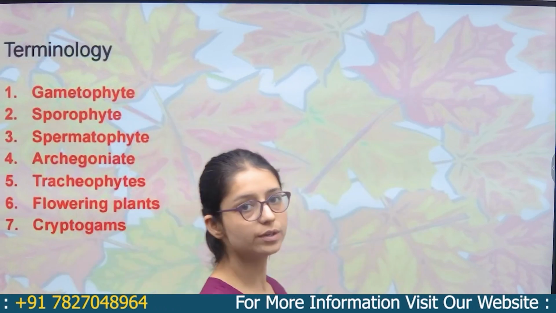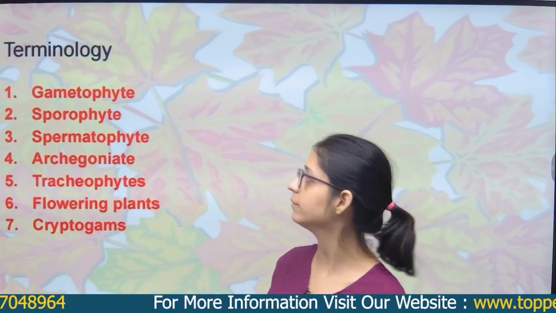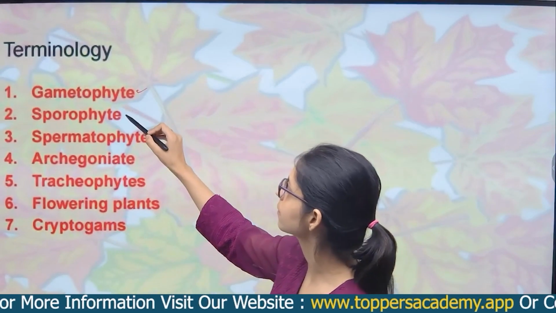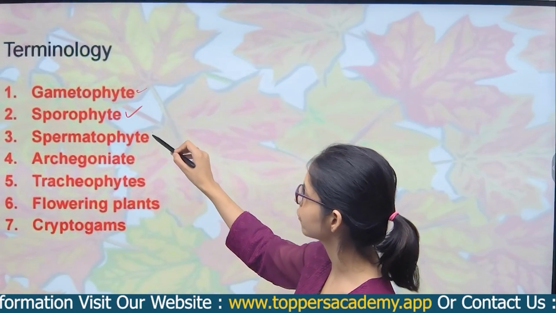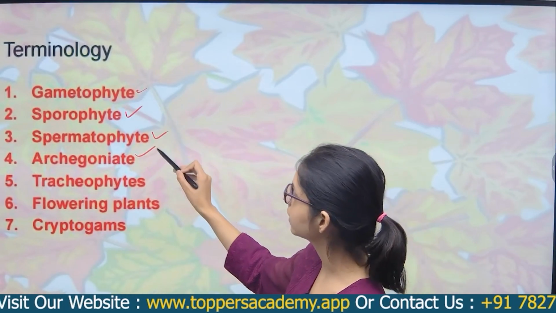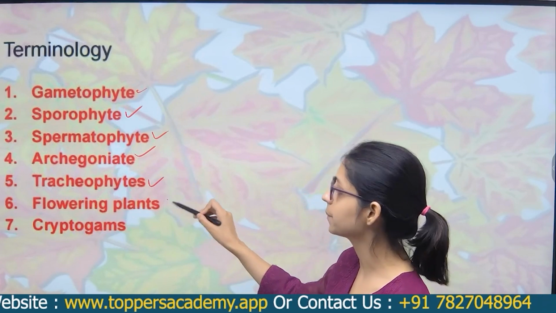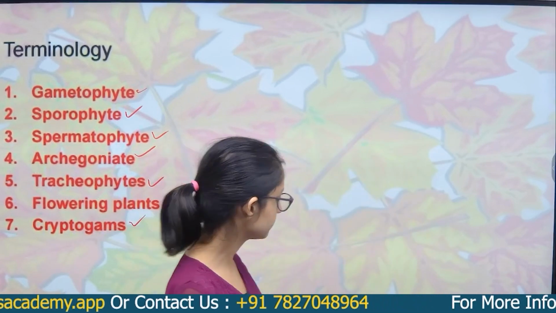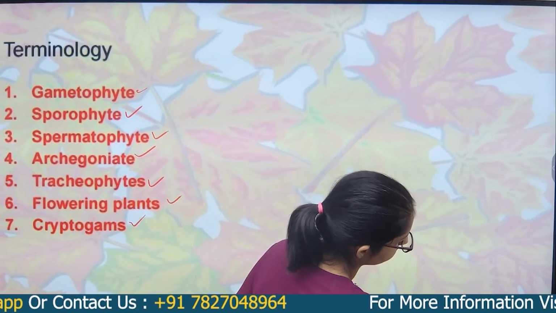So before studying the alternation of generation, we will go through some terminology: gametophytes, sporophytes, spermatophytes, archegoniate, bryophytes, flowering plants and the cryptogams. Right? So let's discuss one by one.